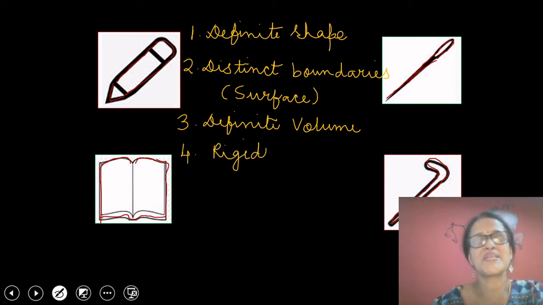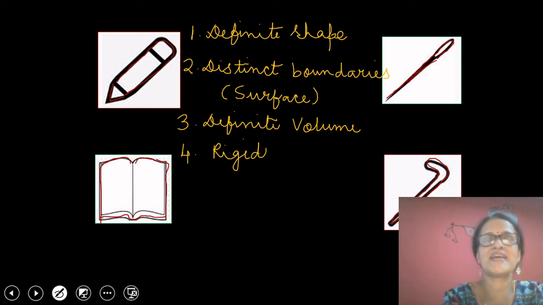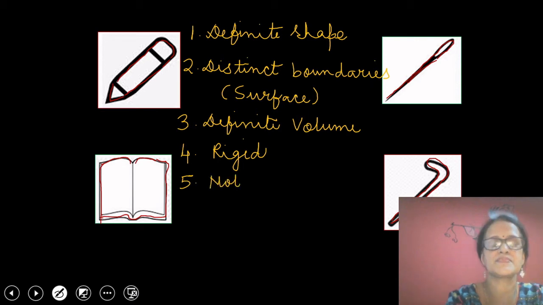Now try to compress these items. As I discussed with you, the particles in solids are very closely packed. So you cannot compress them. So that's why we can conclude that solids are not compressible.